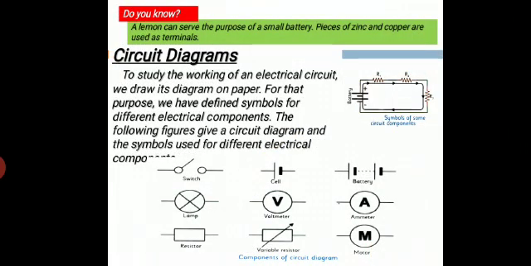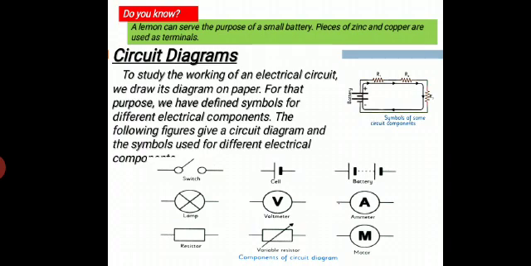Okay, students, do you know a lemon can serve the purpose of a small battery? Pieces of zinc and copper are used as terminals. We can use pieces of zinc and copper as terminals.